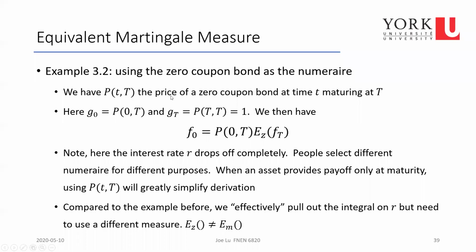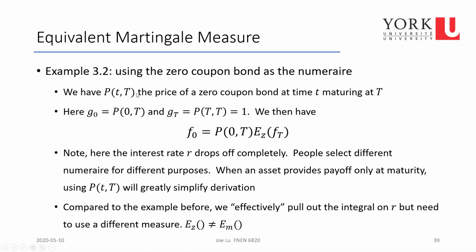Last time we looked at using the money market account as a numeraire. As we mentioned, you don't have to use a particular asset as a numeraire. You can basically choose any financial asset as a numeraire. So here we're going to see an example where, instead of using the money market account as a numeraire, we will use a zero coupon bond as a numeraire and look at the equivalent martingale measures under that.